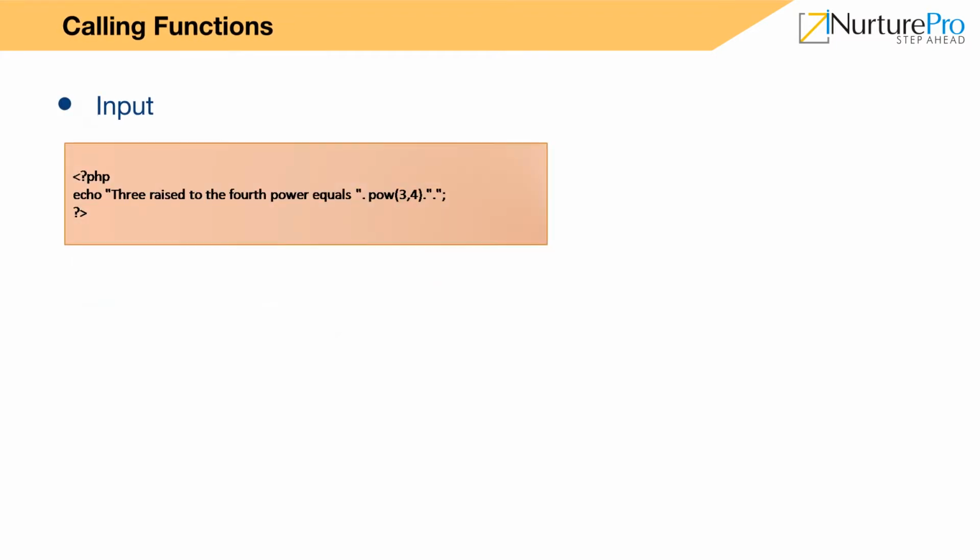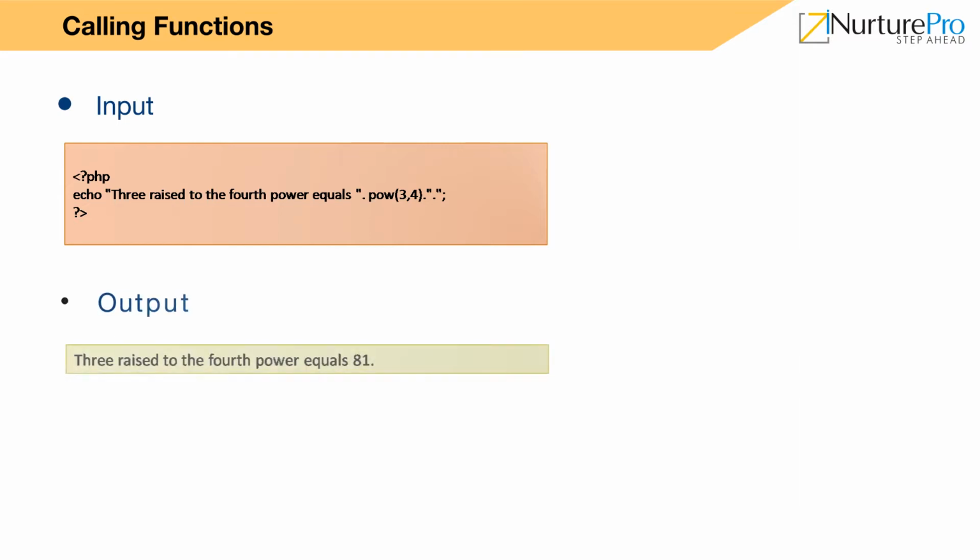In the code, the echo statement is evaluated first, and then the built-in function pow is called, which determines the power of a given number. This function takes two values as parameters. The first value is the base number 3 and the second value is the exponential number 4. In this case, the echo statement displays the message 3 raised to the 4th power equals 81, and the PHP engine returns back to the point after the function.